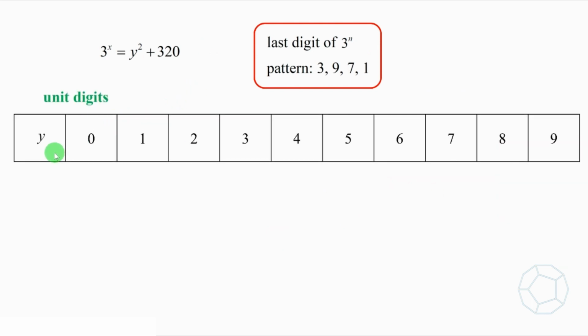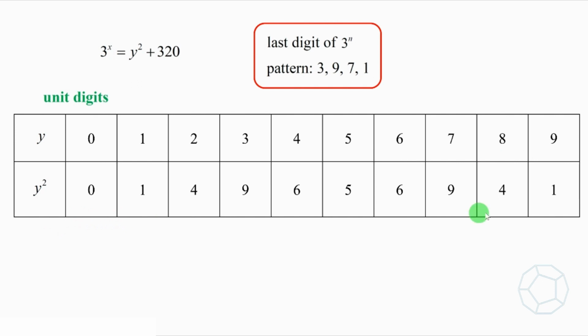Let's move on to the right-hand side. Consider the unit digits of y. It can be from 0 to 9. Then, the unit digits of y squared in all cases are shown in the table. They can only take the values of 0, 1, 4, 5, 6, and 9. Actually, they're also the unit digits of y squared plus 320. Can you see the reason? Because the 0 has no effect on the last digit.